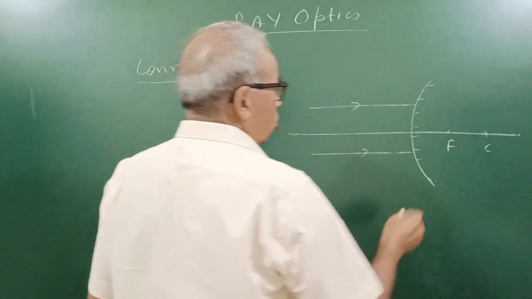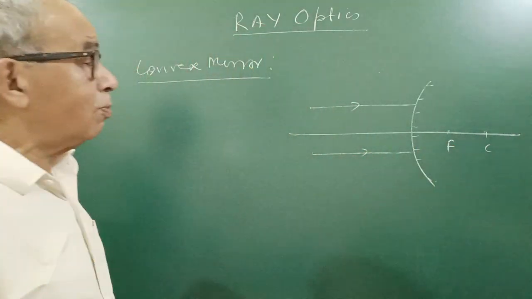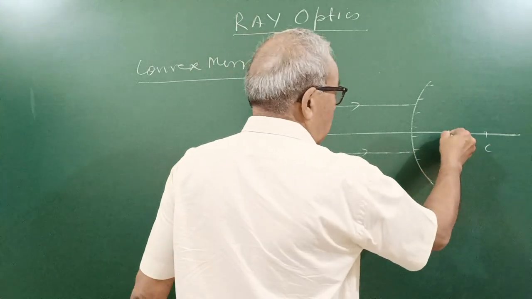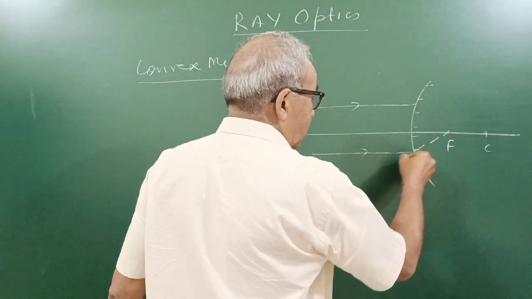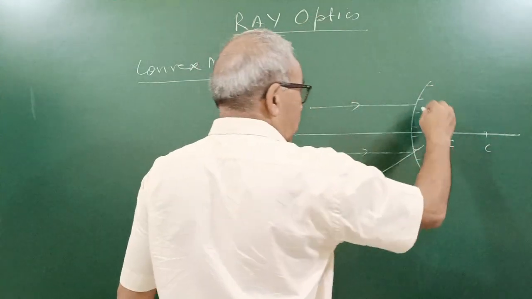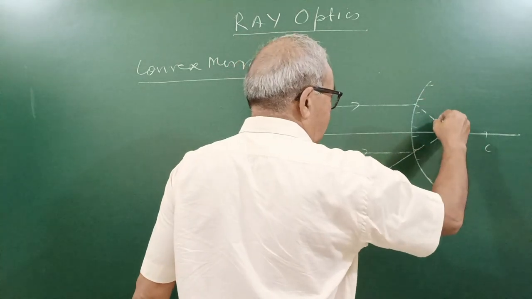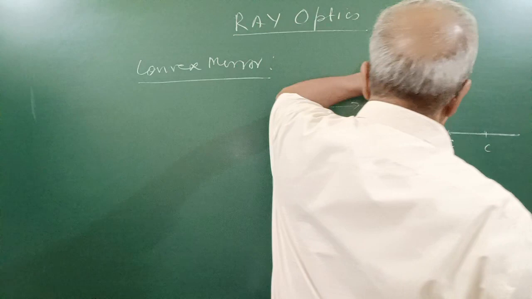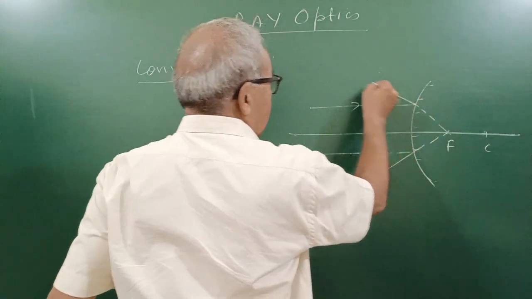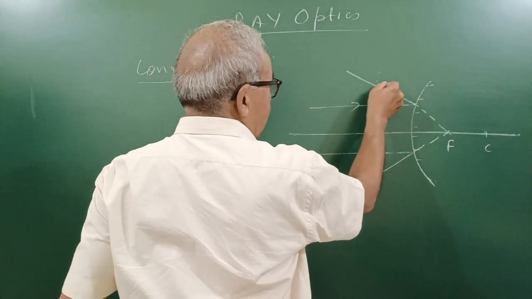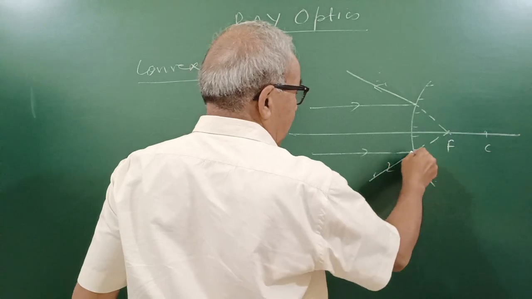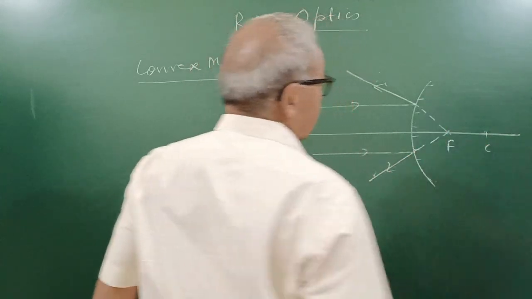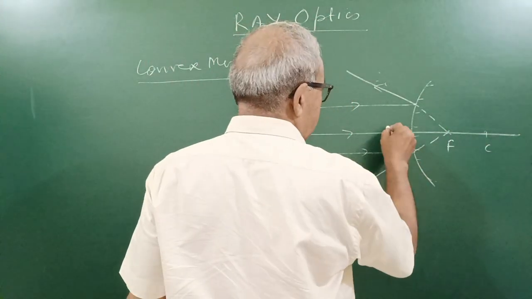So rays parallel to principal axis appear to diverge from focus. I told you. First draw it like this, first bend them back. First give a dotted line. Dotted means we have produced them back. Basically, the rays have reflected back, and on producing back, they appear to come from focus.